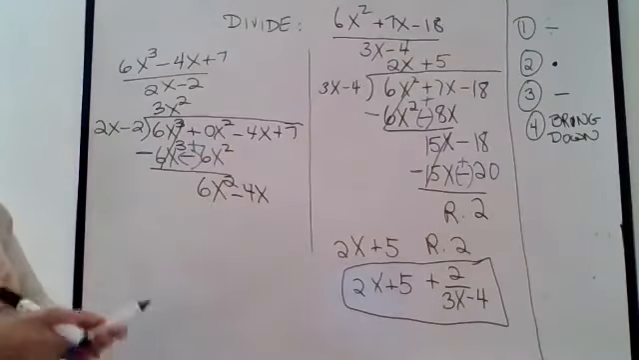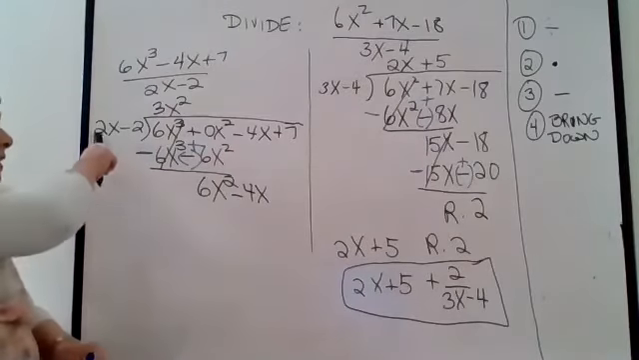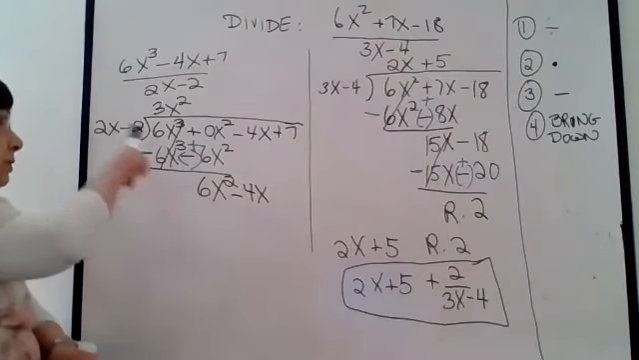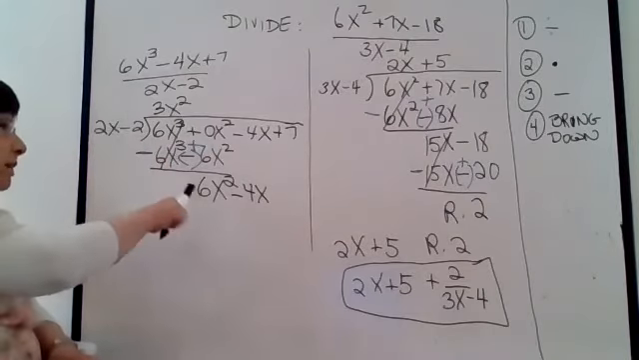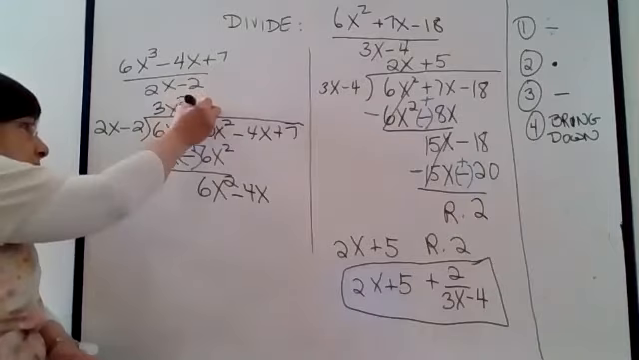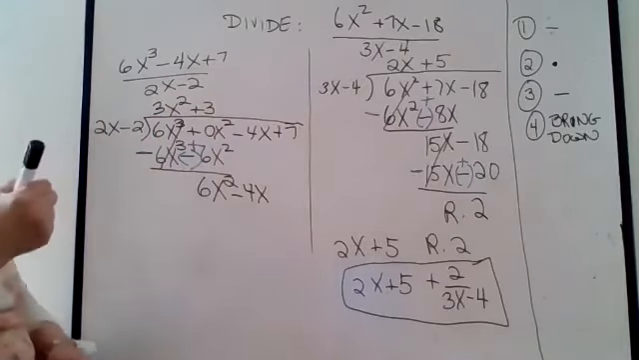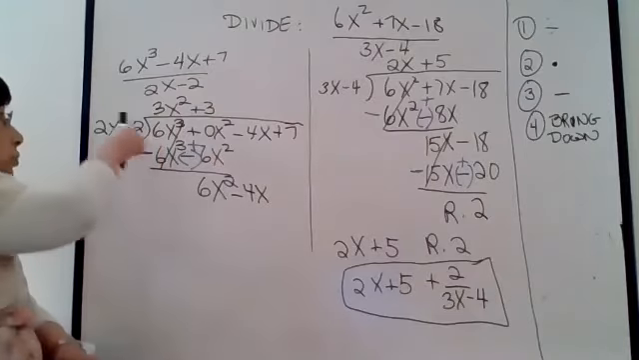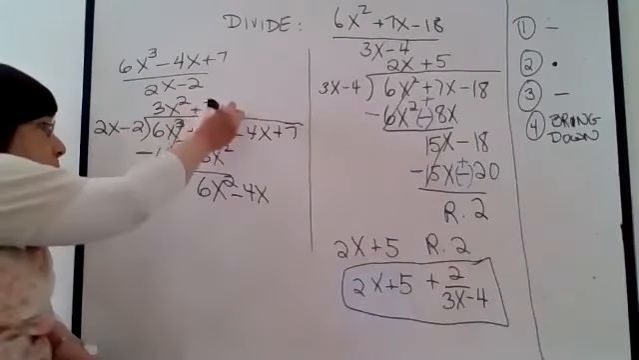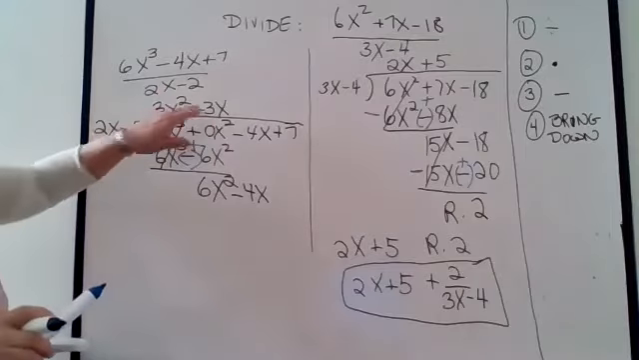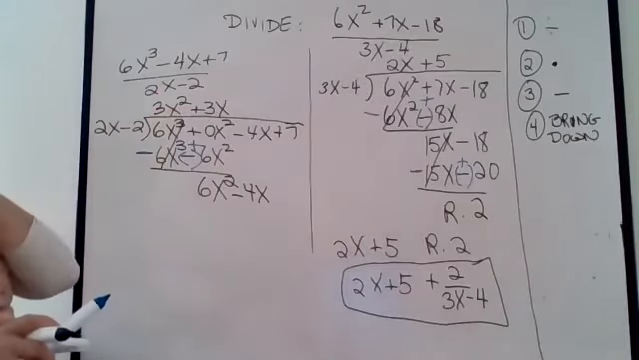And I start all over again. I take my 2x and I divide it into the 6x squared. So again, 2 divides into 6 gives me 3. And the x into the x squared, remember I'm subtracting those exponents. 2 minus 1 is 1, so it's x to the 1, which is just a plain x. So I get on top 3x.